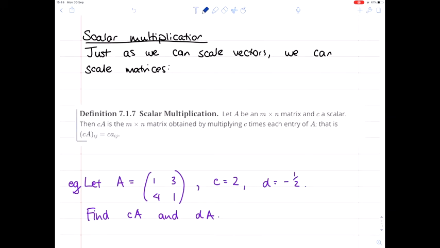So remember that we could scale vectors, and we can use the same idea to scale matrices. So here, if we take a matrix A of any size, m by n, and C is just a scalar, some real number, then C times A is the m by n matrix that we get by multiplying each entry of A by C. So the ijth entry of CA is just C times the ijth entry of A. So let's just have a look at a couple of examples.